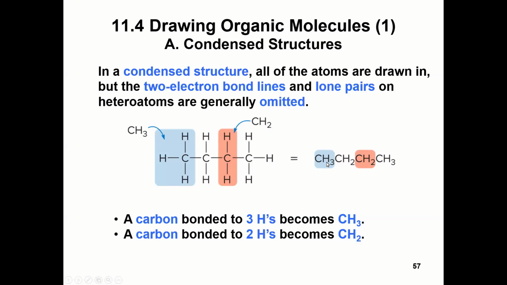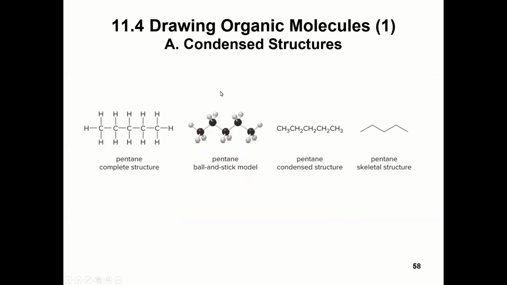Now the carbon-carbon bonds are implied from these condensed structures. The carbon-carbon bonds are between consecutive CH3 groups and CH2 groups, okay? And then of course, 2 CH2 groups next to each other, those 2 carbons are bonded. So this is called a condensed structure.